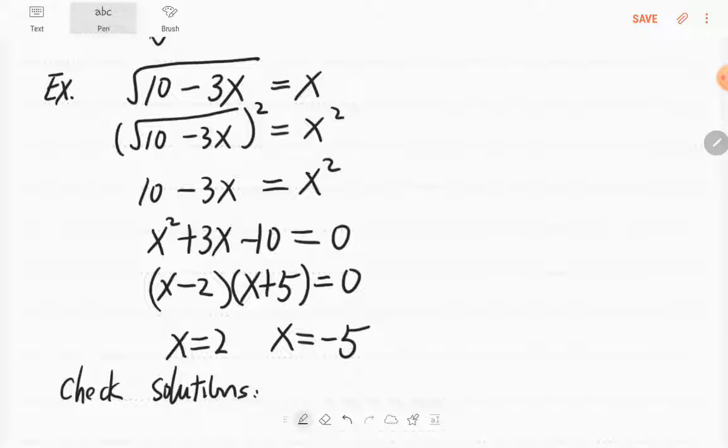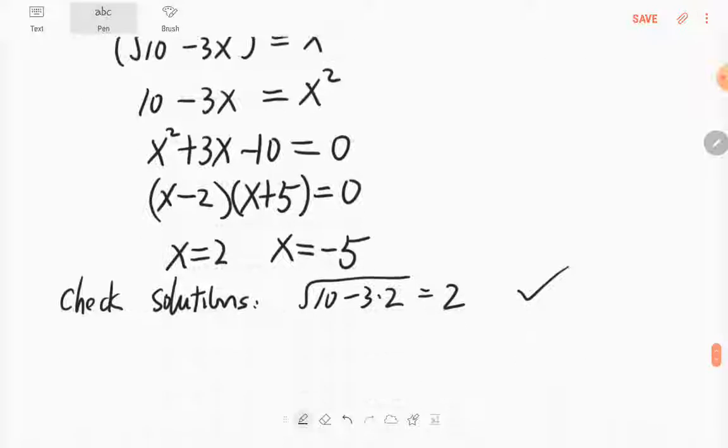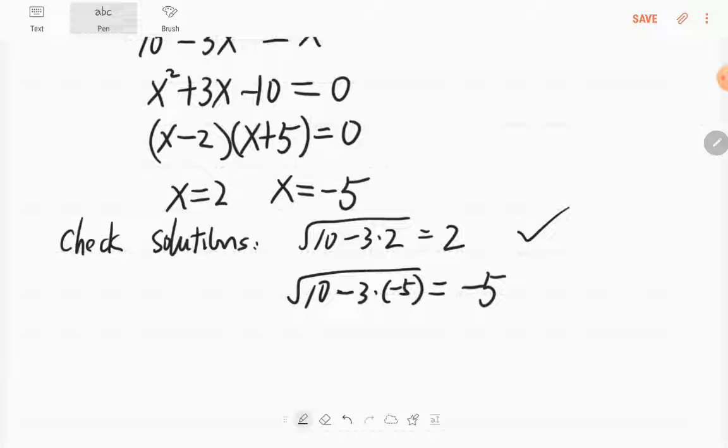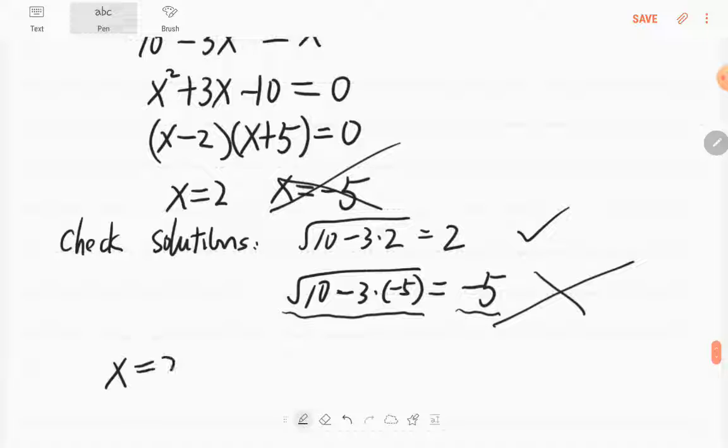How to check it? If we plug in 2, this would be the square root of 10 minus 3 times 2 equals 2. That is okay. However, if you plug in negative 5, it becomes 10 minus 3 times negative 5. That would be okay, but it equals negative 5, which is not correct because the square root is always non-negative, but this is a negative number, so this is not correct. So in other words, this is not your solution. Your solution is x equals 2.